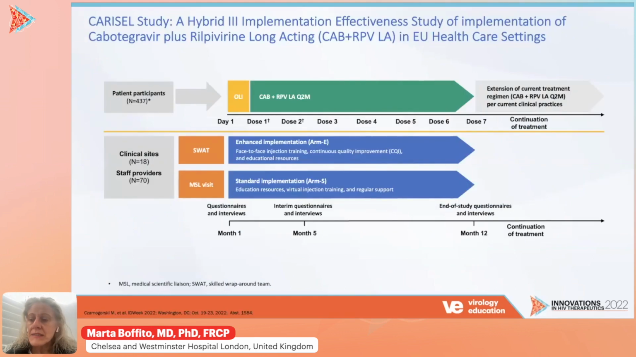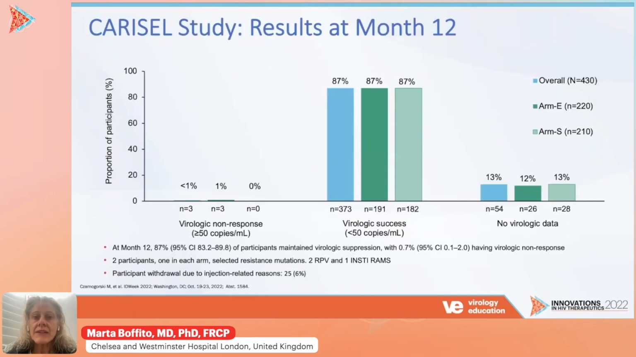In terms of real-world implementation studies of injectables, we have data from the Carousel study, which is a hybrid phase 3 implementation effectiveness study. And very importantly, the virological results of the Carousel study show high rates of virologic success, which is in accordance with what was presented from clinical trials.